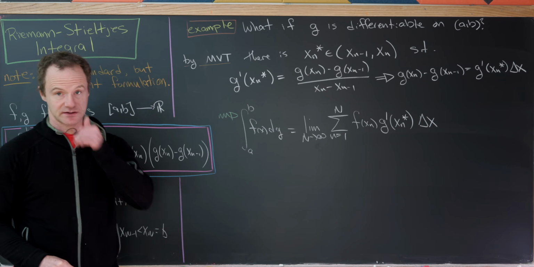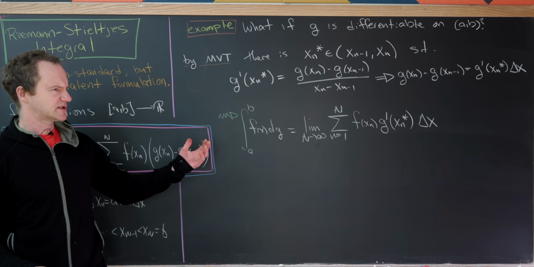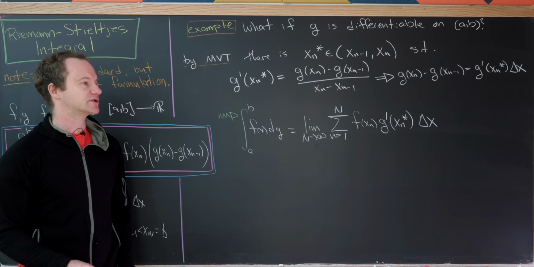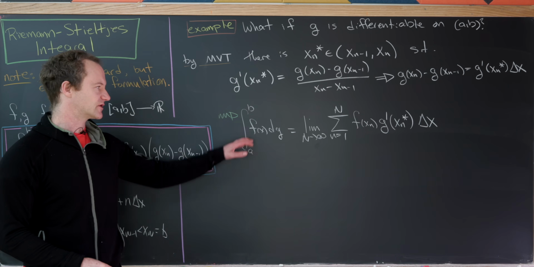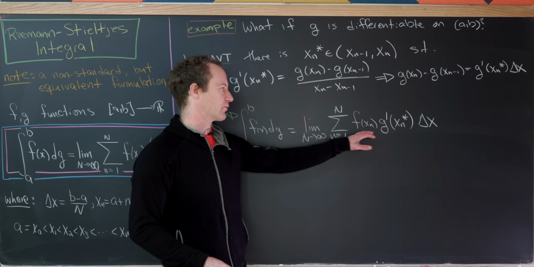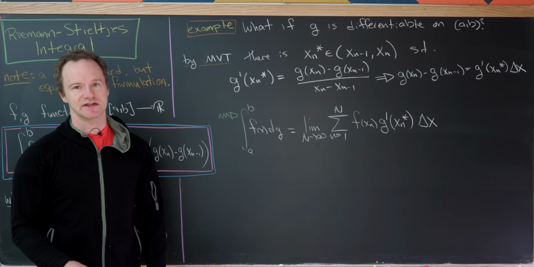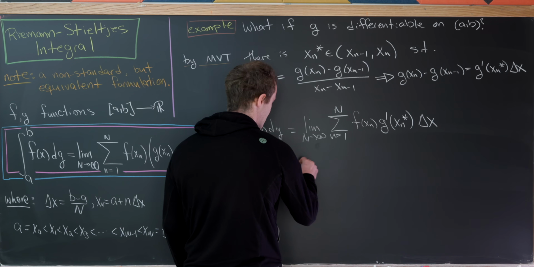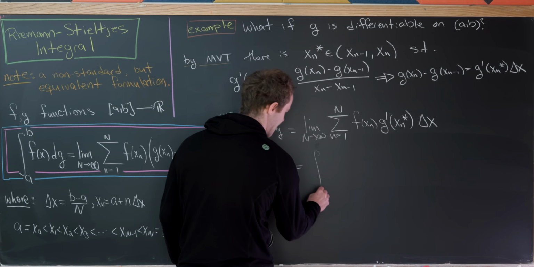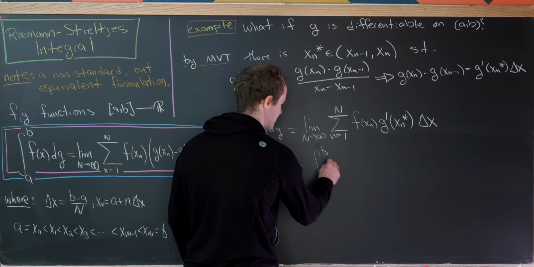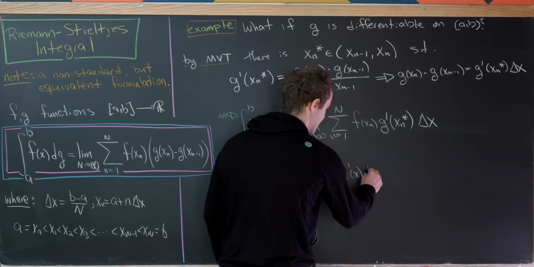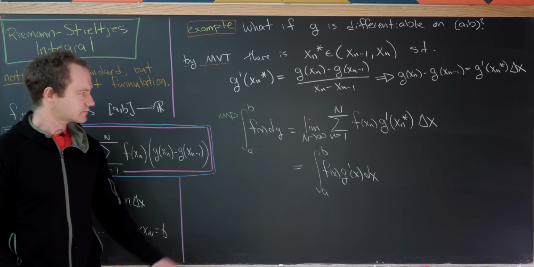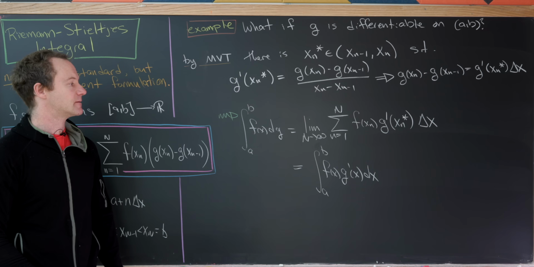Okay, nice. But notice that looks just like the normal Riemann integral, so the integral with respect to x, but instead of taking the integral of f, we're taking the integral of the product of these functions f and g prime. And so, by that observation, this is simply equal to the integral from a to b of f of x times g prime of x dx. So we're left with something like that.